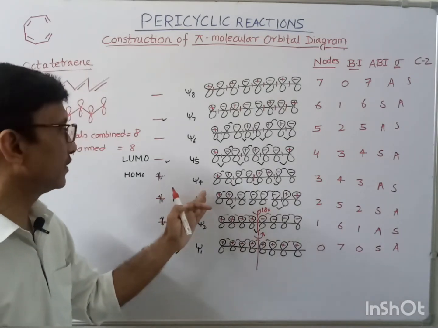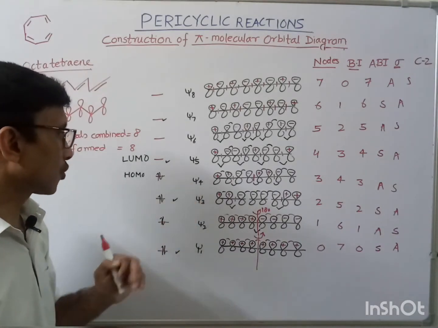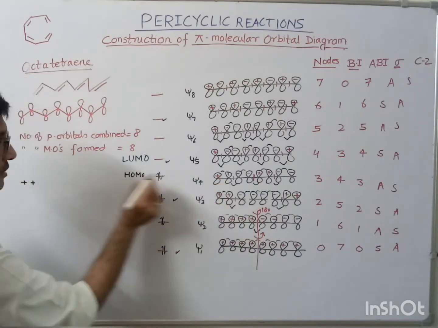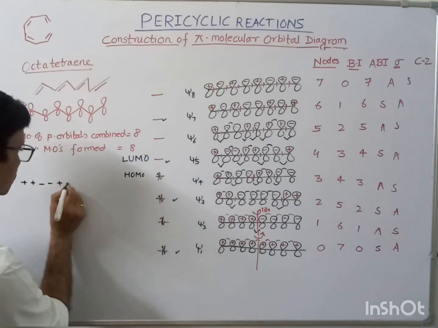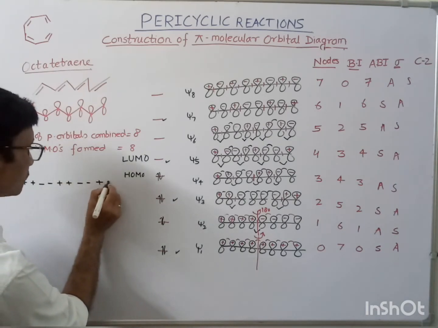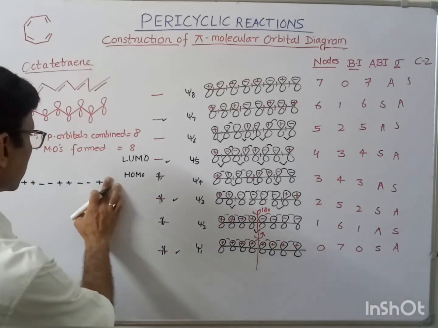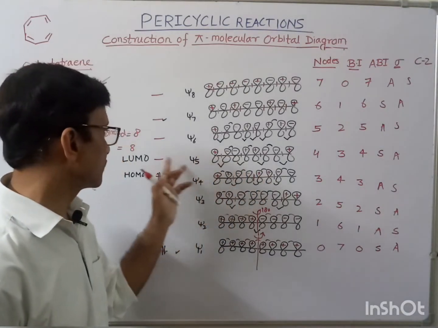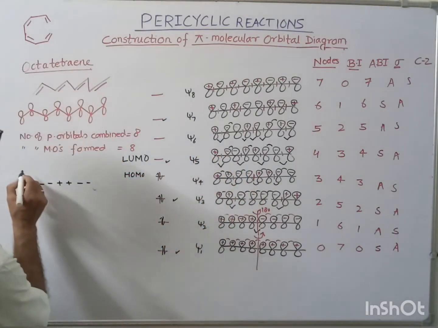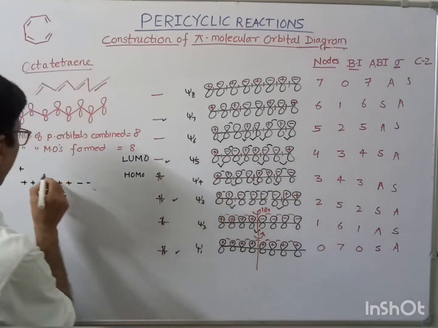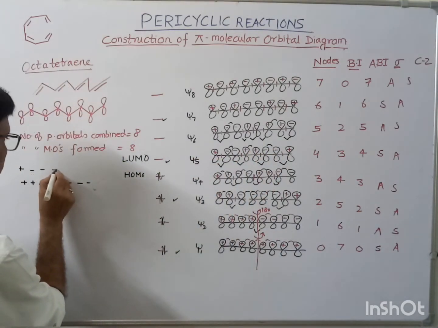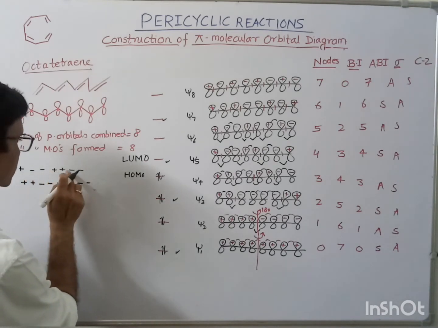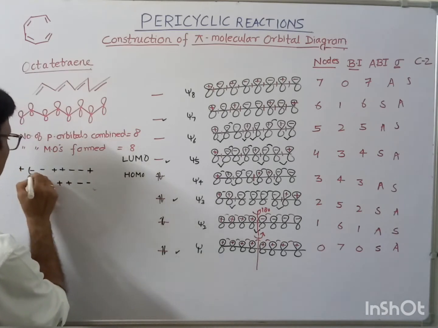If you look at the sign for the HOMO, what is the sign for the HOMO? The sign for the HOMO is plus plus minus minus plus plus minus minus, like this. And if you see the sign for psi 5, that is the LUMO, it starts with plus and then minus minus plus plus minus minus, and then 1 2 3 4 5 6 7 and this plus. In this way you can see.